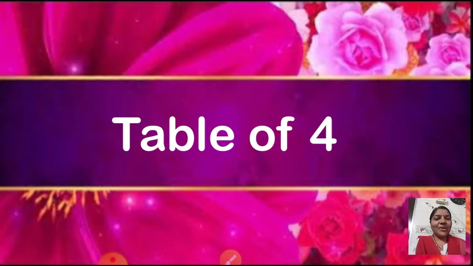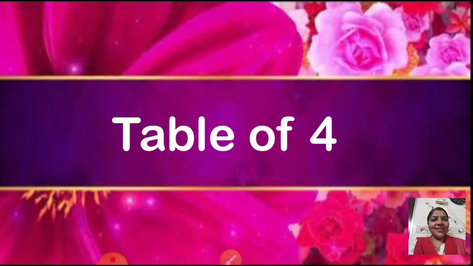Okay children, now table of 3. 3 ones are 3. 3 twos are 6. 3 threes are 9. 3 fours are 12. 3 fives are 15. 3 sixes are 18. 3 sevens are 21. 3 eights are 24. 3 nines are 27. 3 tens are 30.